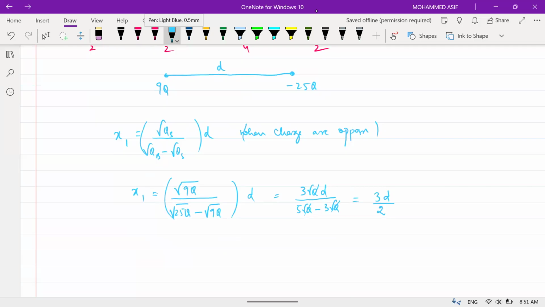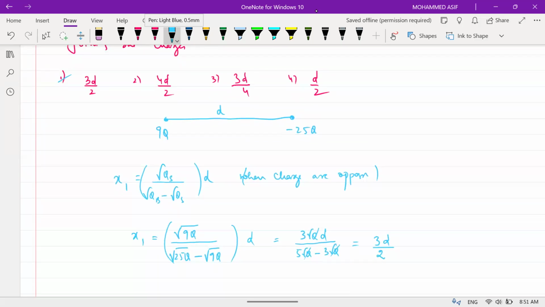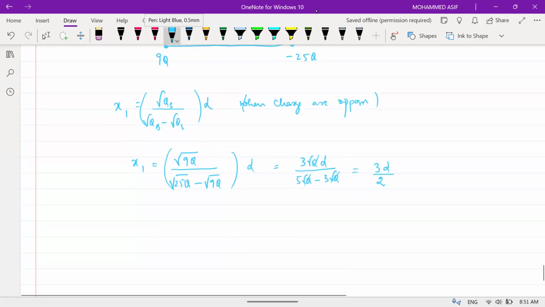Sir, small charge shouldn't be minus 25. Smaller charge is 9q, beta. Bigger charge is 25q. Minus is indicating only the nature of the charge. Okay. Now x1 is the position from your smaller charge.